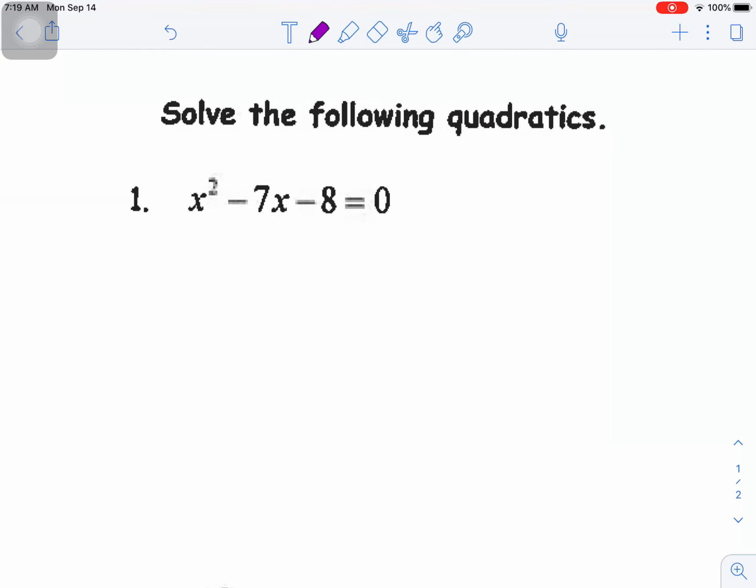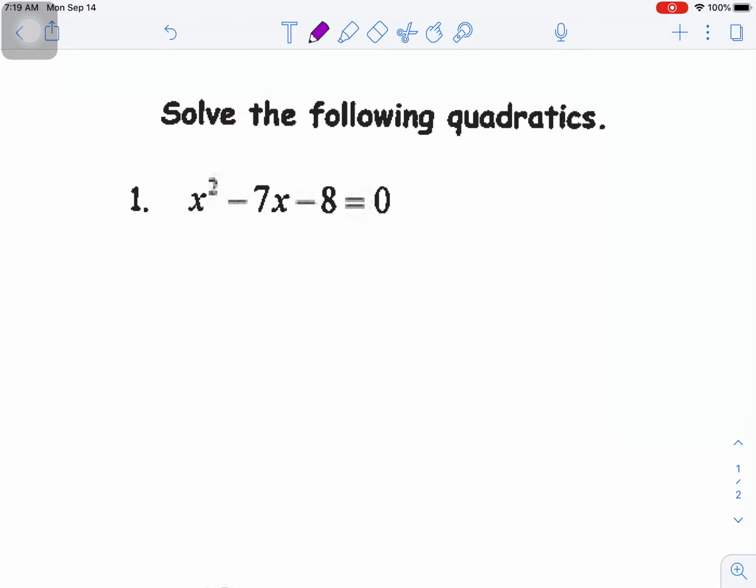Directions for all of these just say to simply solve the following quadratics. So no particular method is dictated to you. You can pick. So question number 1, x squared minus 7x minus 8 is equal to 0.